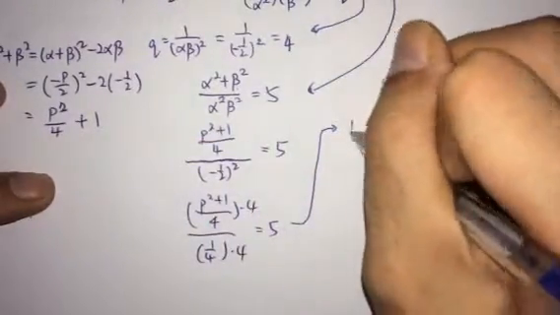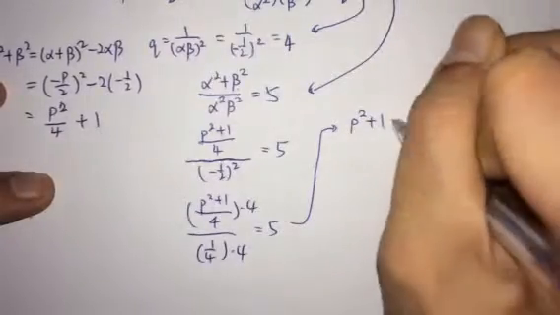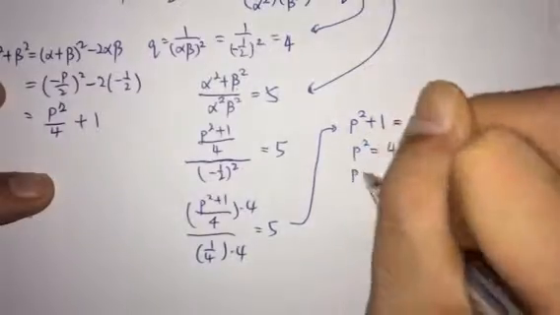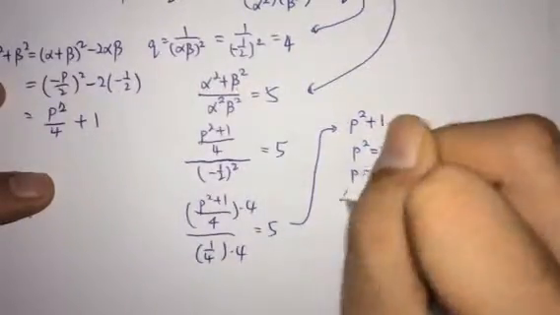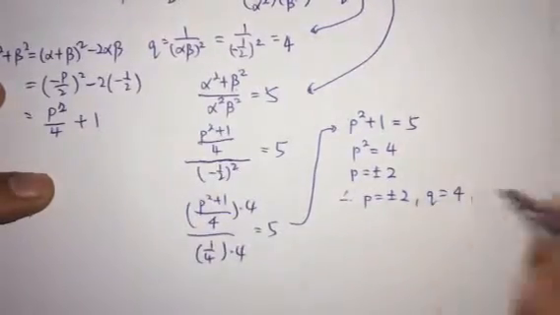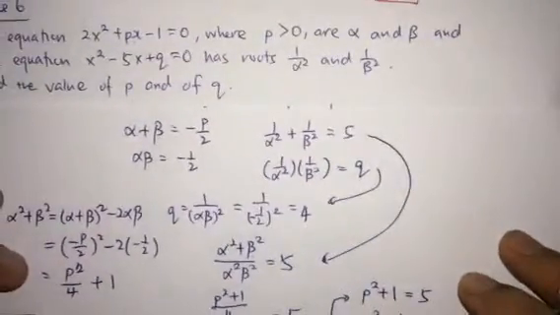This ends up having p squared plus 1 equals 5. So p squared is equal to 4. p equals plus or minus 2. Therefore, p equals plus or minus 2, q equals 4. And this will solve the question in example 6.